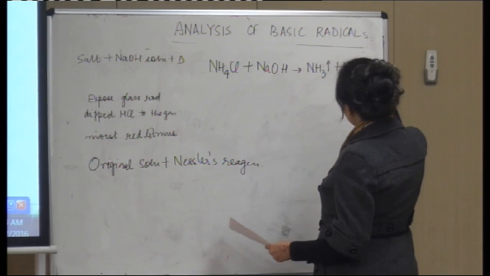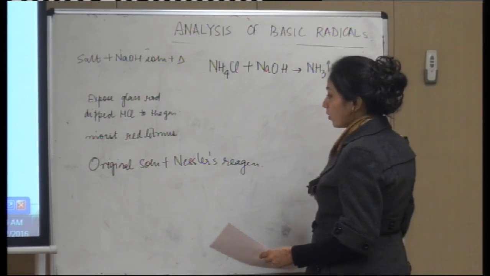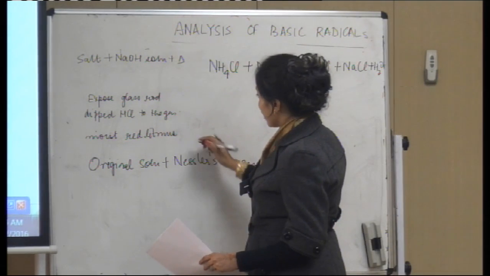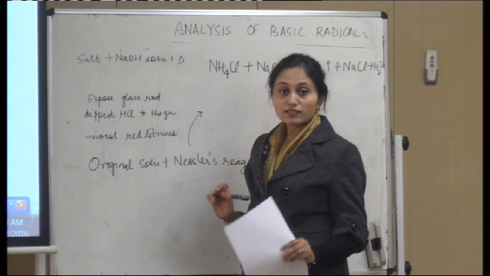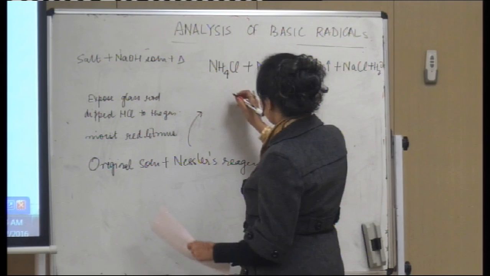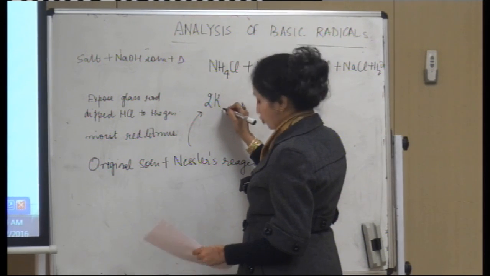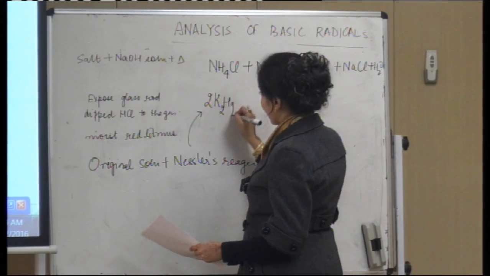NaCl plus H2O. Now if I am adding Nessler's reagent to it, remember that the formula for Nessler's reagent is K2HgI4. There are certain things that you need to memorize. You have the Nessler's reagent as K2HgI4. Repeat it.